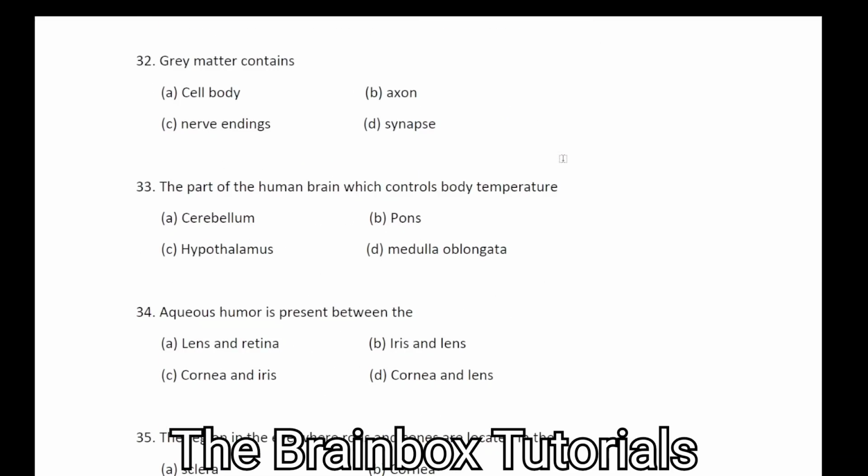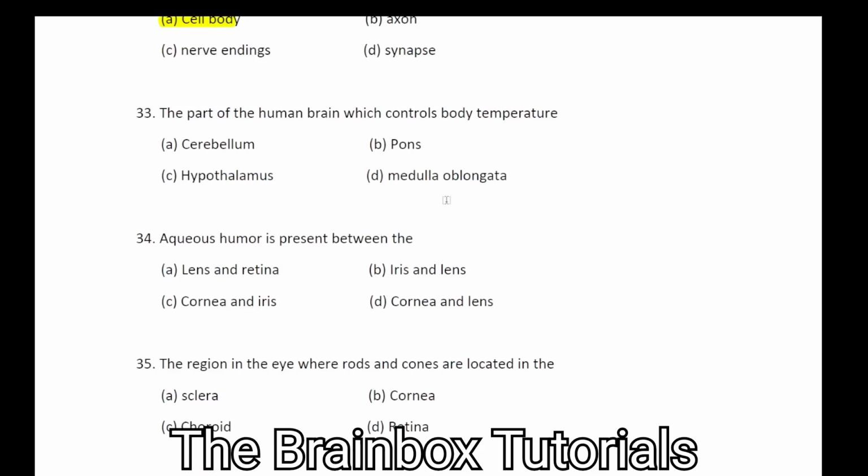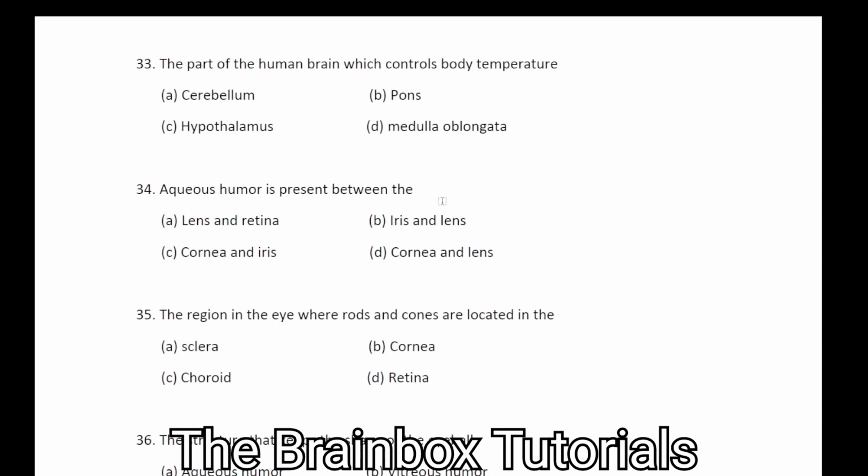Number 32. Gray matter contains option A cell body, option B axon, option C nerve endings, option D synapse. And the correct option is A cell body. White matter will have axon. Number 33. The part of the human brain which controls body temperature. Option A cerebellum, option B pons, option C hypothalamus, and option D medulla oblongata.